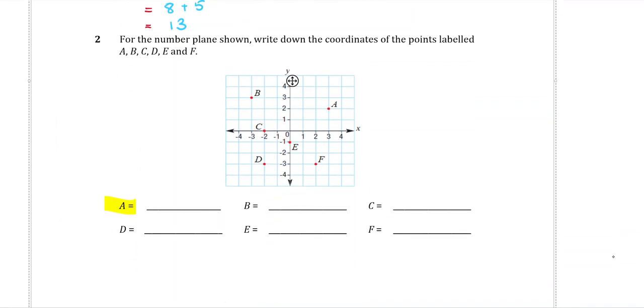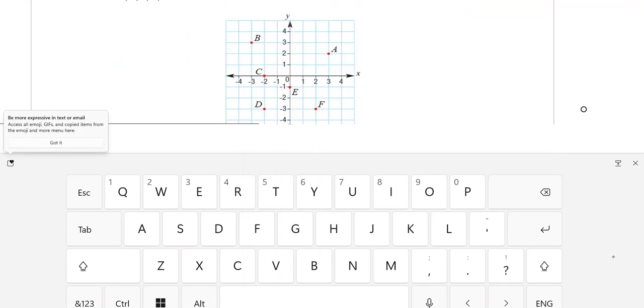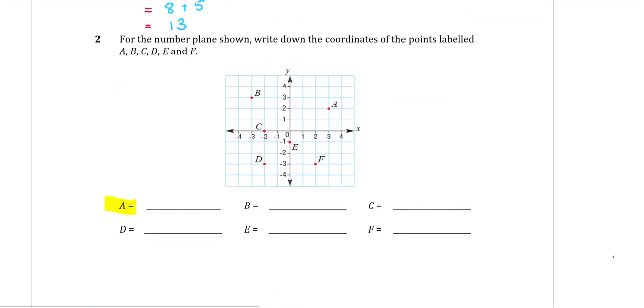Question 2, more Cartesian plane stuff. So A, we want to write down the coordinates of A. Here is A over here. I want horizontally first, the A is at the 3. So 3, comma, 2. So brackets, 3, comma, 2, close bracket. That's how you write the coordinate of that point.